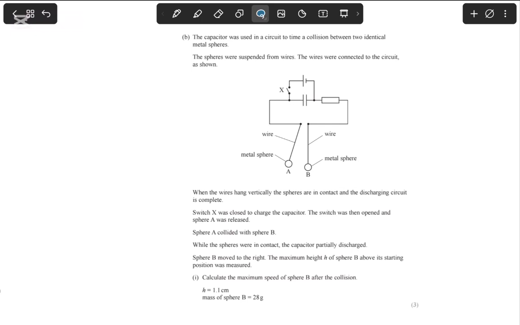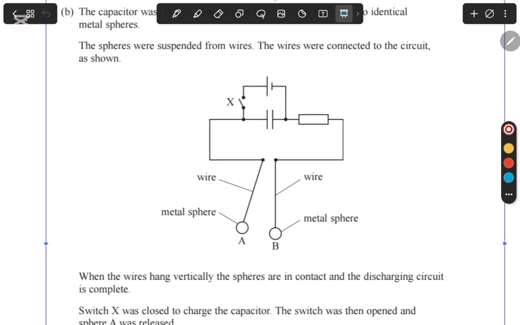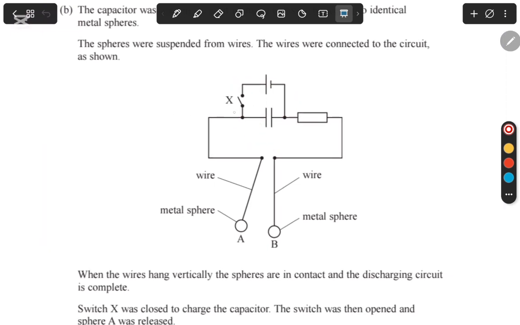Okay, it's a lot of information to process, but basically what's going on here is that if you see here, we have the circuit with the capacitor, and when you close the switch, the capacitor is going to charge. And then when you open the switch here, the capacitor is supposed to discharge, but it won't discharge because this other circuit is not complete, because A and B are not together right now. They're not in contact. So when A and B come into contact, then the capacitor has a way to discharge through the resistor.